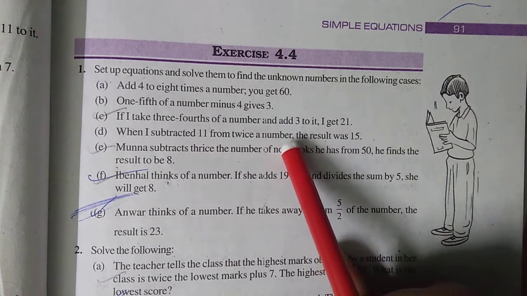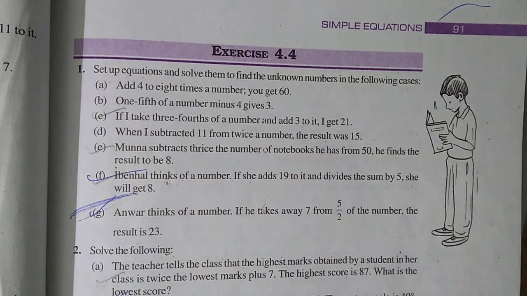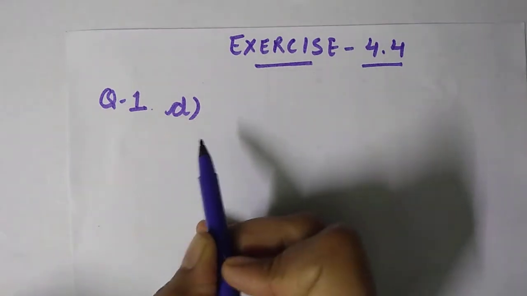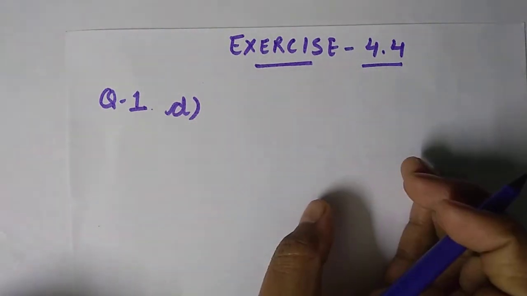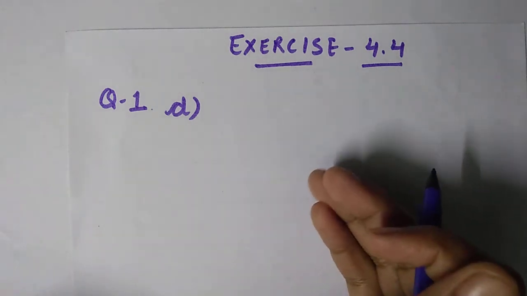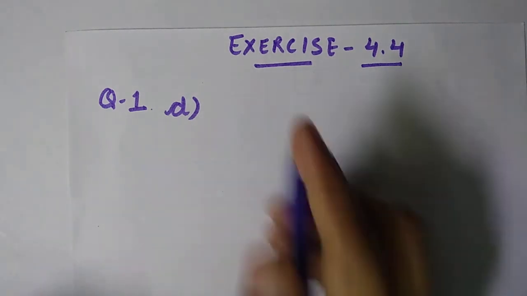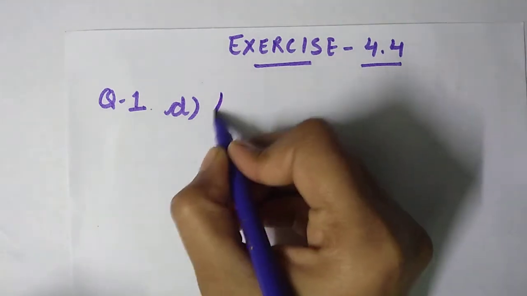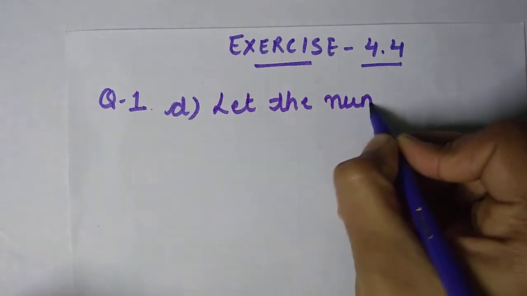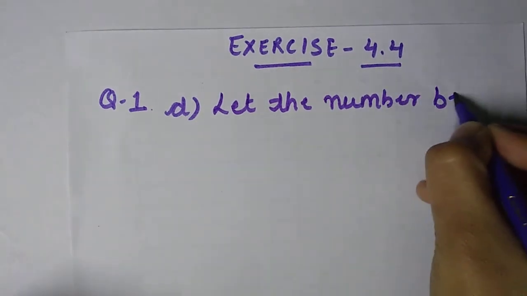First we will frame the equation. So how will you do it? In this part we need to find the number. So the unknown thing that we have to find, we will assume first. Here I am assuming, let the number be x. The required number, let the number be x.